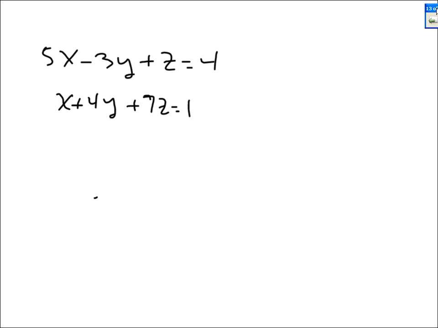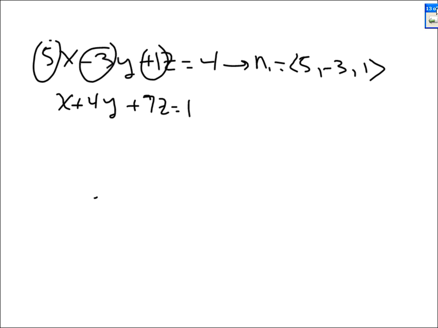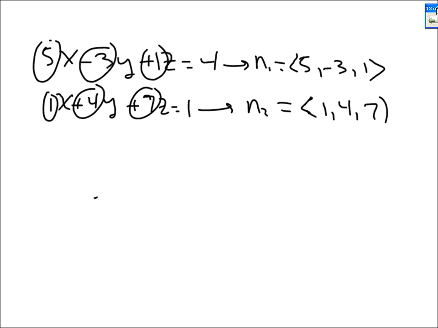So, I'm going to give you the equations of two planes, and we want to decide if they're orthogonal or not. Are they perpendicular? Are they parallel? Well, the normal vector to the first plane is 5, -3, 1. The normal to the second plane is 1, 4, 7.